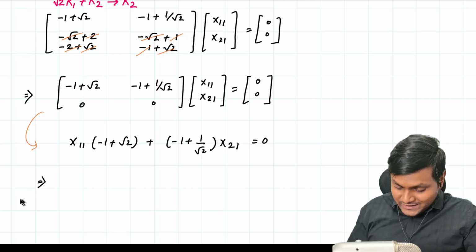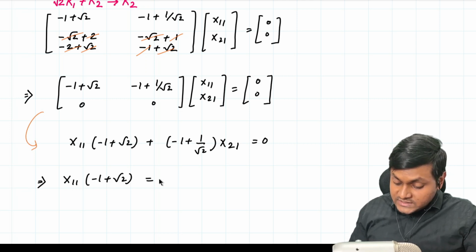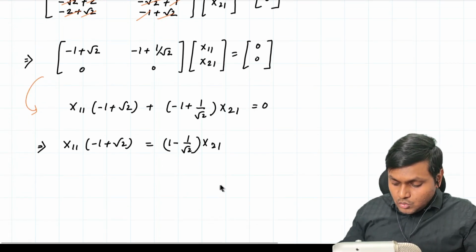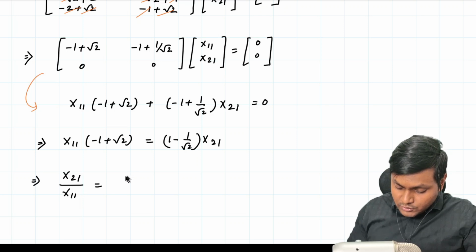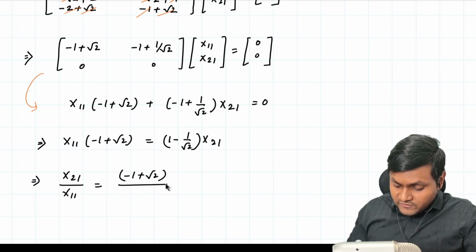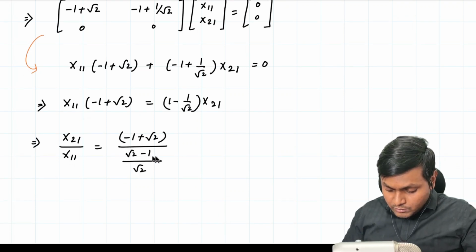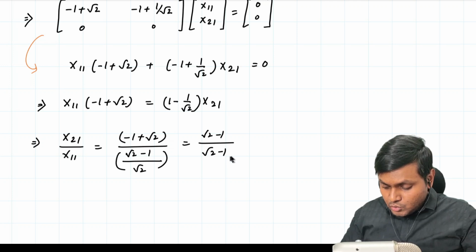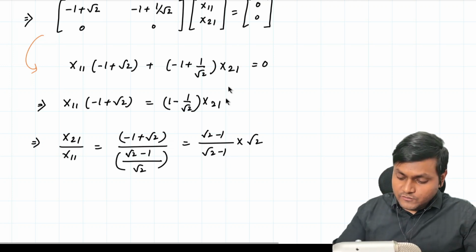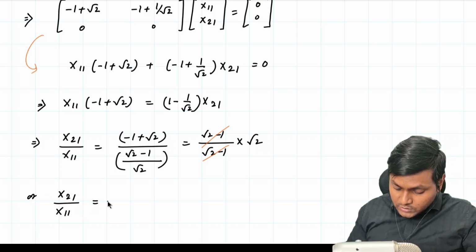So from here what do we get? From here we simply get that x11 times minus 1 plus root 2 is equal to 1 minus 1 upon root 2 times x21. So finally we have x21 upon x11 is equal to minus 1 plus root 2 divided by 1 minus 1 upon root 2, right? So if I divide it here, this simply becomes root 2 minus 1 divided by root 2 minus 1 multiplied by root 2. So therefore this gets cancelled, and finally you end up getting x21 upon x11 is equal to root 2.